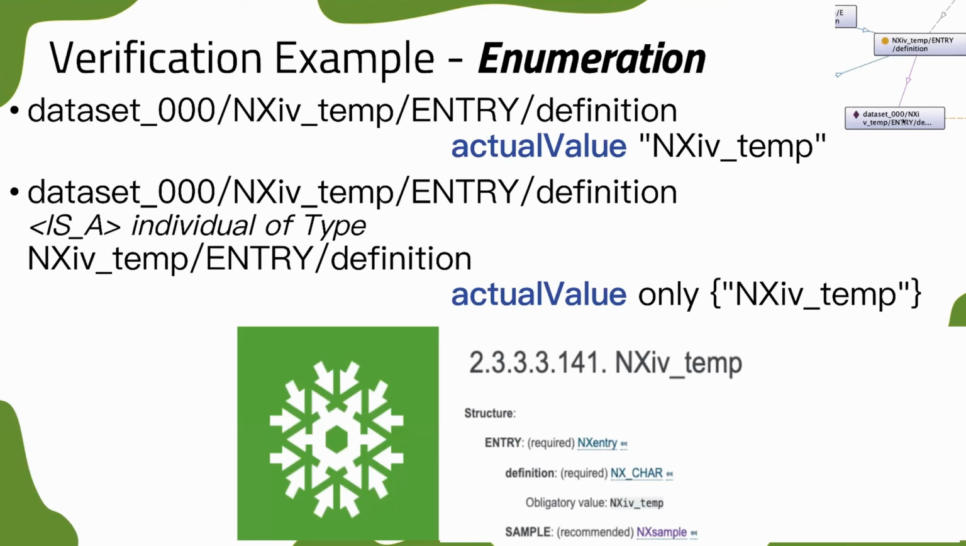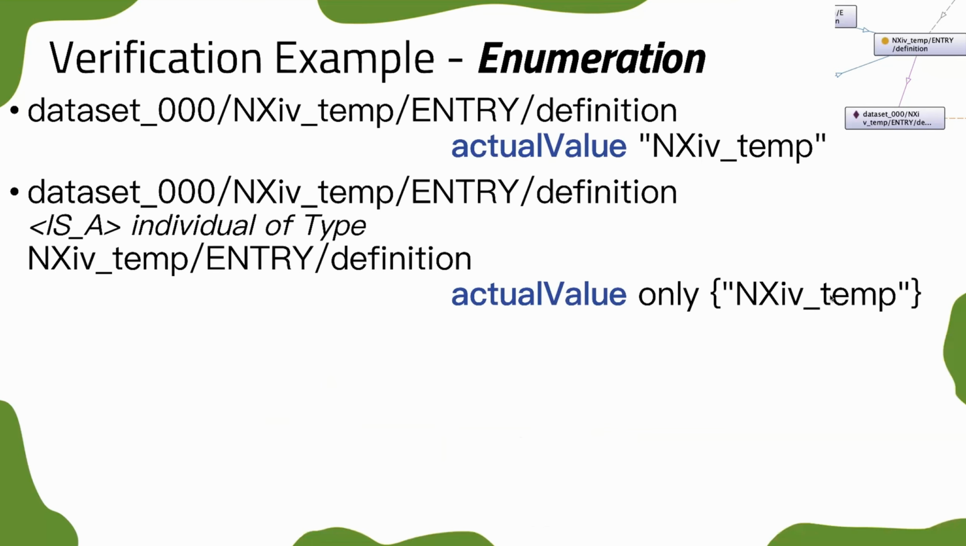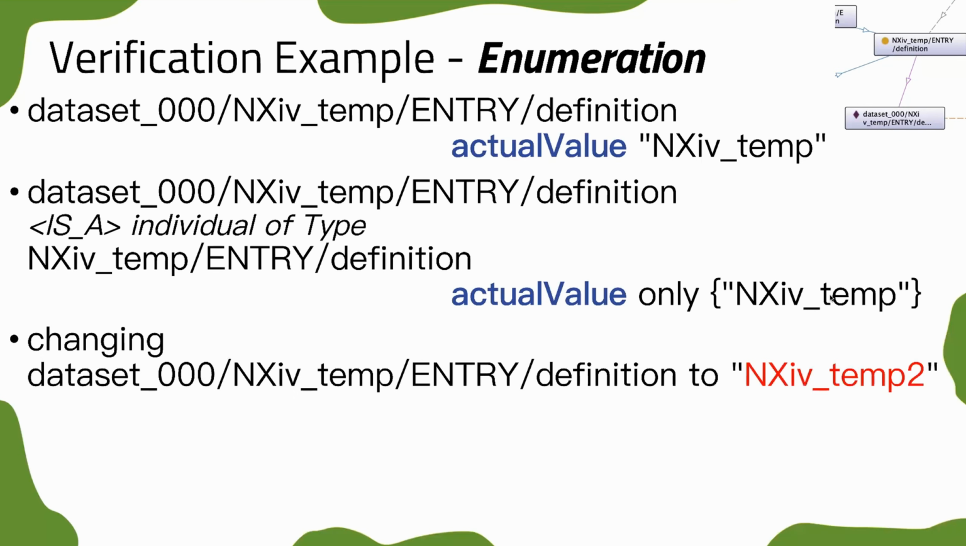If we have this, actually we can see that we've got a consistent sub-data set, that this definition, this individual data object, really, as it is expected, is confirmed. But what happens if we are changing it? So we change the value of this individual, and it will become NX IV temp 2. As we see, as humans, this is against the rule.